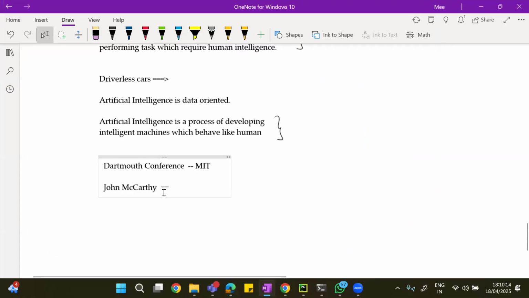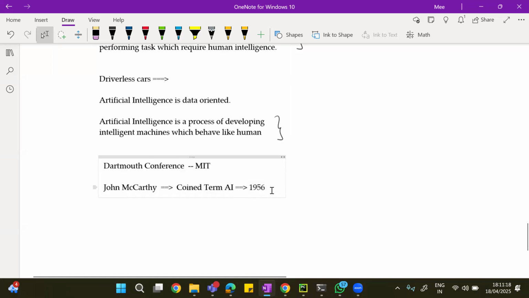John McCarthy is the one who coined the term artificial intelligence in 1956, sorry, not 1957. When we talk about what it means to coin a term: whenever a word is used for the first time, we say the word is being coined. We coin that term. This gentleman, John McCarthy, used AI for the first time in 1956.